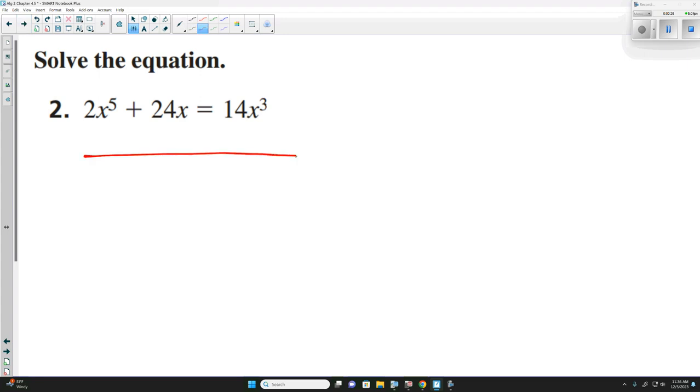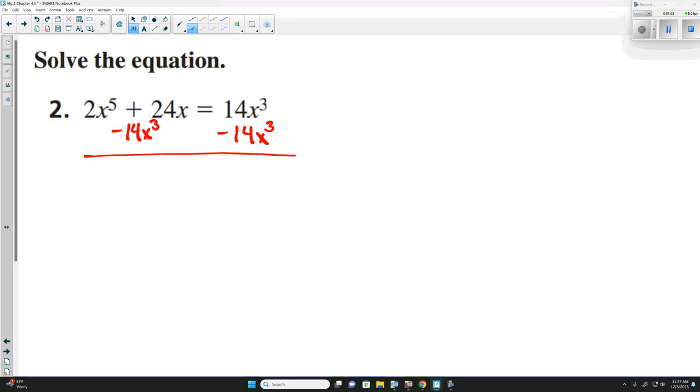So for this one here, because it's not equal to 0, we need to make it be equal to 0. Now, we can do it in two ways. One is we can move the 2x to the fifth and 24x over to the 14x cubed. Or the easier way is to just move the 14x cubed over to everything else. And we can move the 14x cubed by subtracting it from both sides.